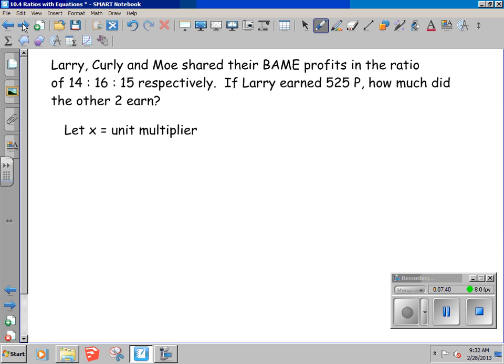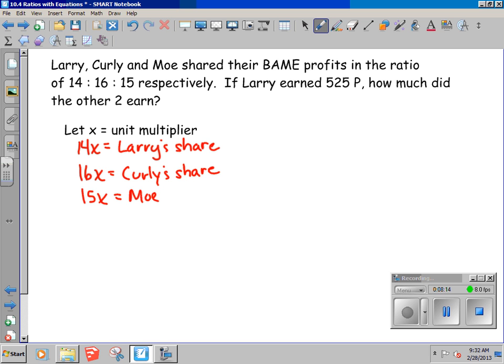What would be an expression for Larry's share? 14x. 14x is Larry's share of the profits. What would be an expression for Curly's share? 16x. Good. And what about Mo, Leah? All right. So we've defined all of the quantities.